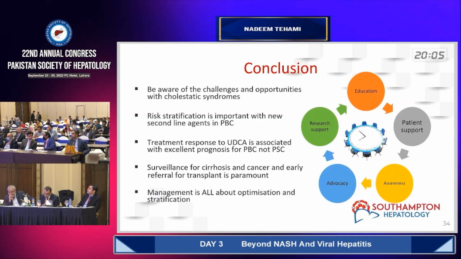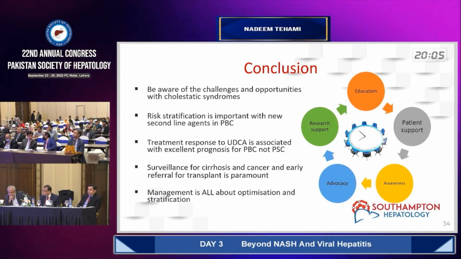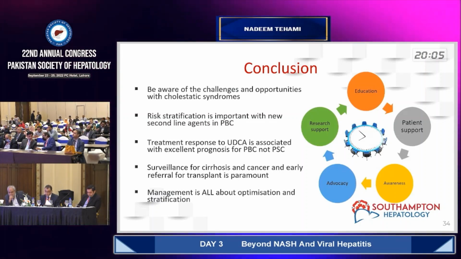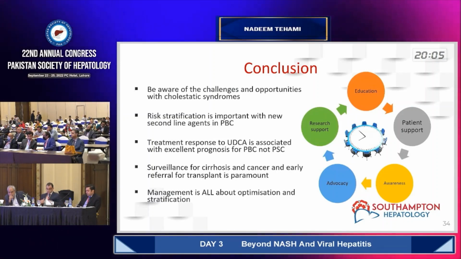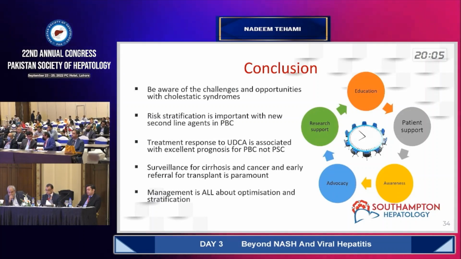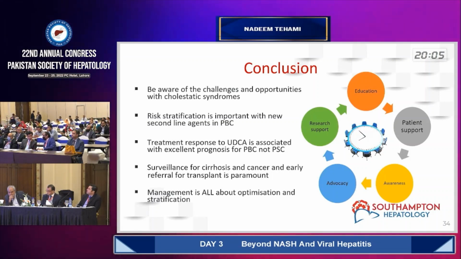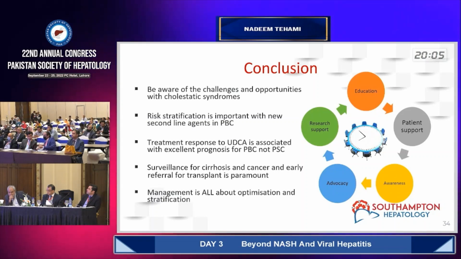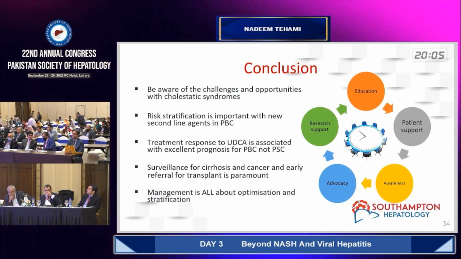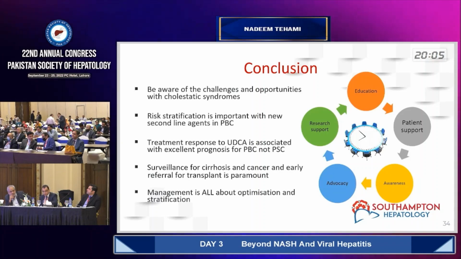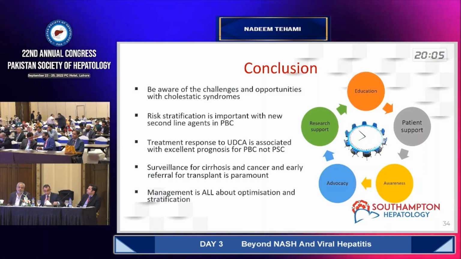So in conclusion, ladies and gentlemen, chairpersons of the session, we need to be aware of the challenges and the opportunities with the cholestatic syndrome spectrum. We need to risk stratify these patients so that we can offer them the available second-line treatment as soon as possible, which unfortunately is not the case with PSC, which requires a completely different set of workup and management approach. The surveillance for cirrhosis remains pretty much the same, and the cancer risk is what drives the surveillance follow-up for these patients.